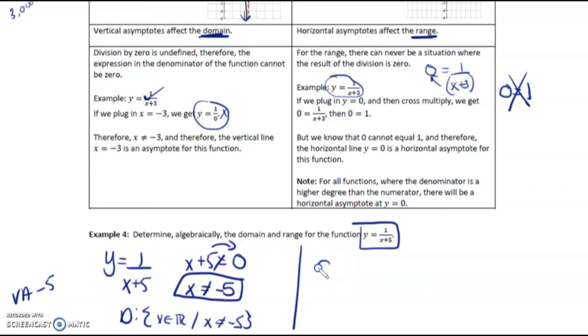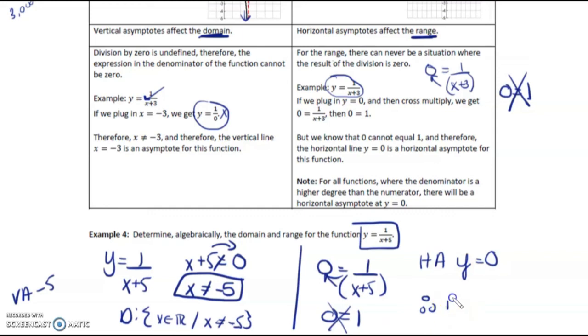Now range: 0 equals 1 over x plus 5. Here's the problem. We cross multiply, we get 0 equals 1. That can never be. So there's going to be a horizontal asymptote at y equals 0. Therefore, the range is y is an element of the reals such that y does not equal 0. And that's how we show that algebraically.